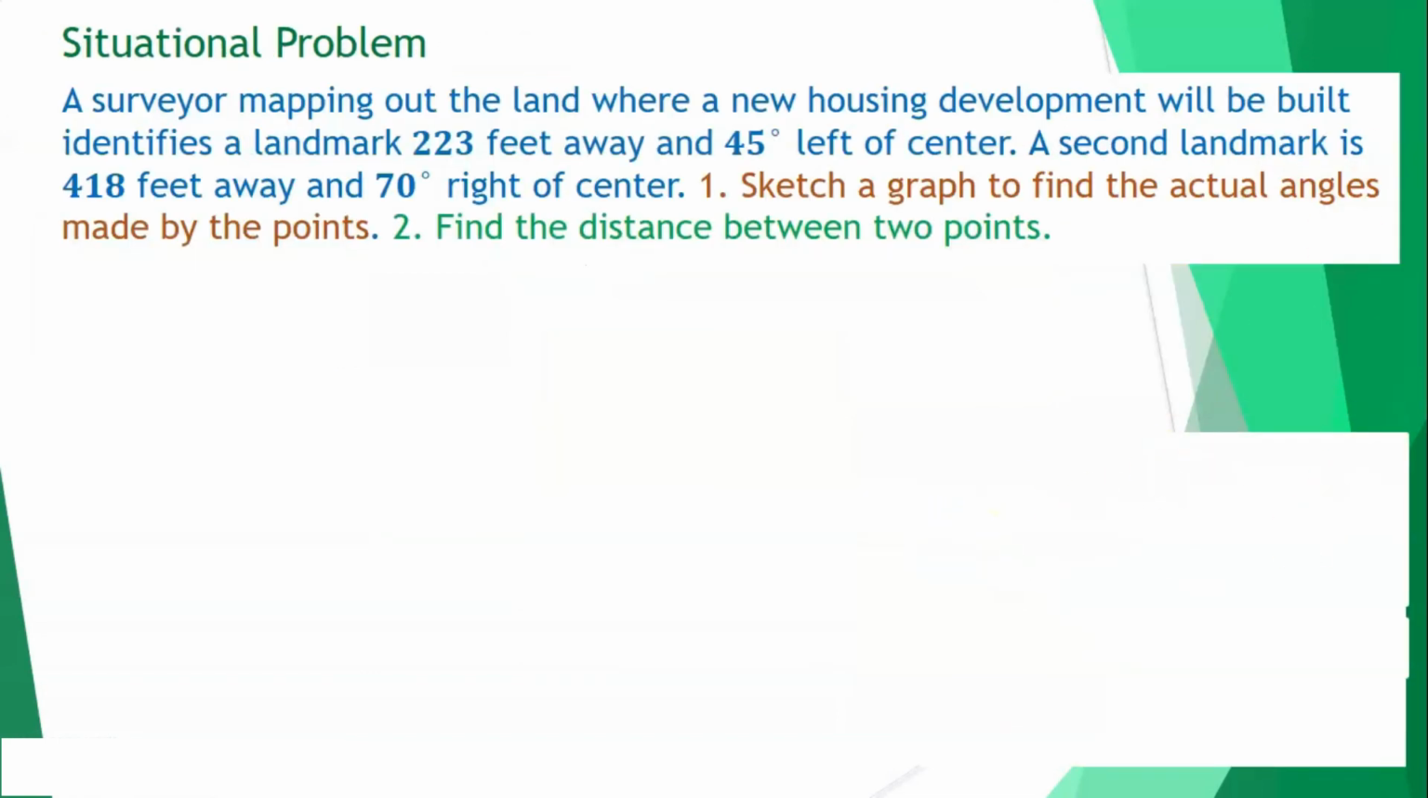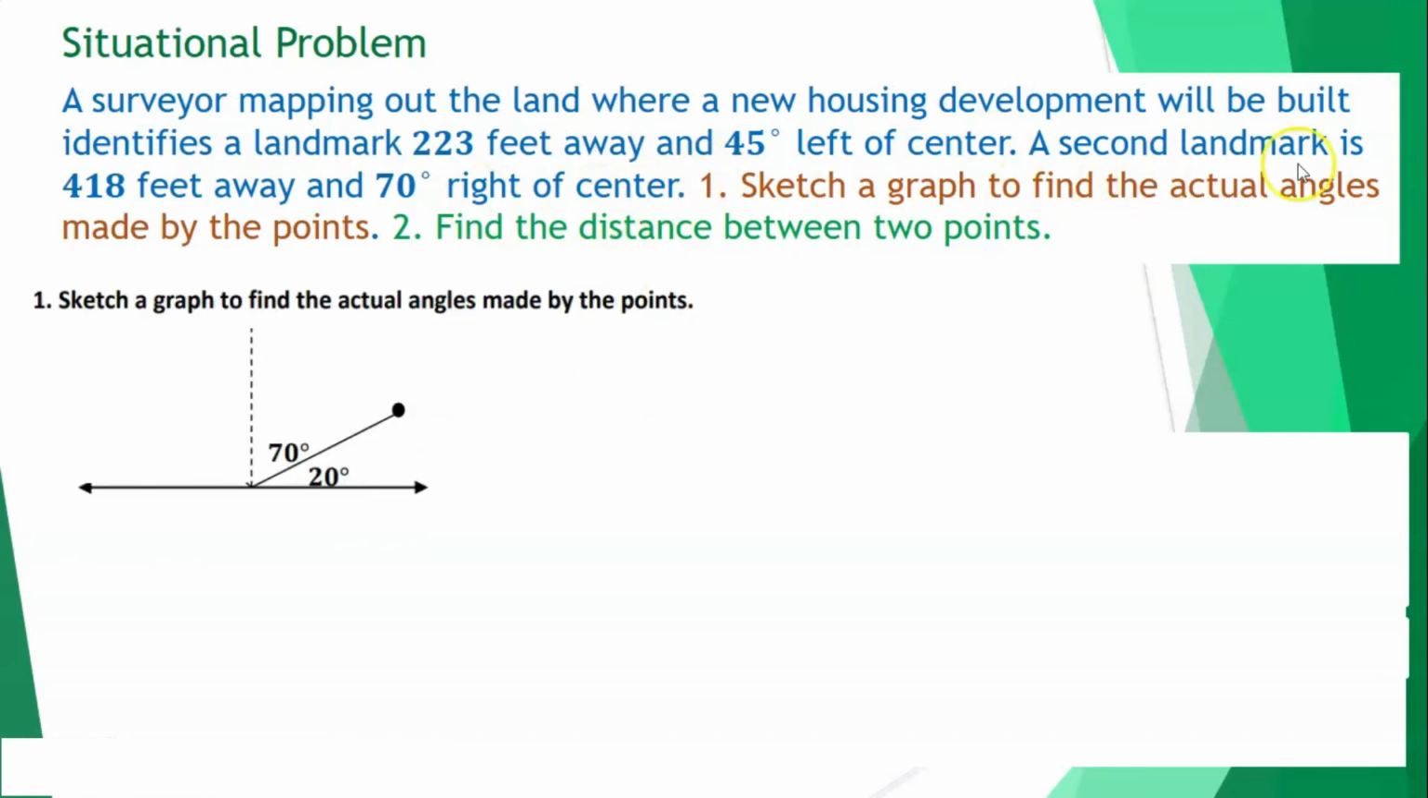Okay. Now, let's have this sample situational problem that involves polar coordinates. So take note, let's have this. A surveyor mapping out the land where a new housing development will be built identifies a landmark 223 feet away and 45 degrees left of center. A second landmark is 418 feet away and 70 degrees right of center. Number 1. Sketch a graph to find the actual angles made by the points and find the distance between the 2 points. Okay, let's sketch this.